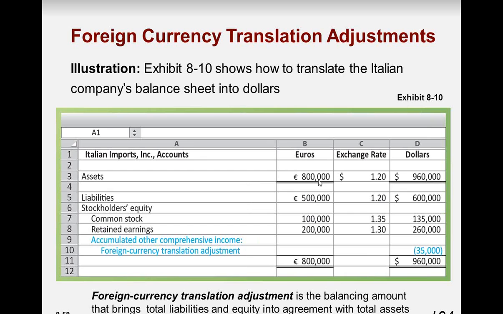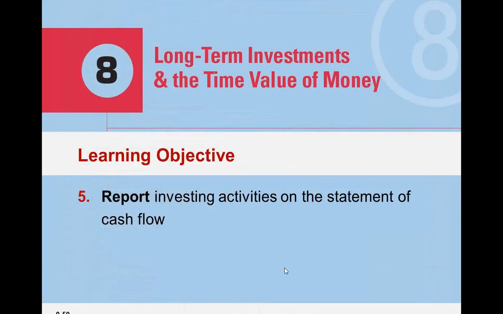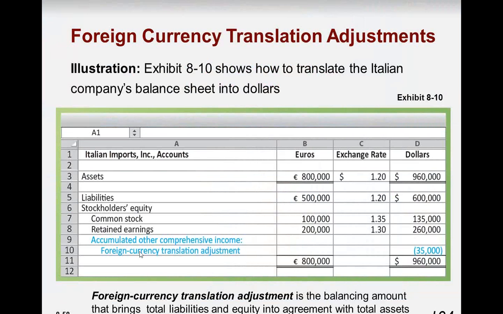So if we had 800,000 euros, we would take it times the exchange rate, and that would be $960. Okay, and that's just how we convert it. Then we would have a foreign currency translation. Again, you notice that is under the other comprehensive income. Okay, here under the other comprehensive income.